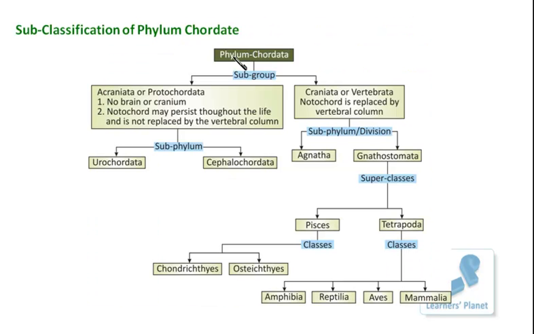See, here is the subclassification of the phylum Chordata, and here I have shown the subclassification of this group into Acraniata or Protochordata and the other group, that is Vertebrata. Right? So in the earlier session, I have already explained the basic features of Protochordata, or the primitive chordates.